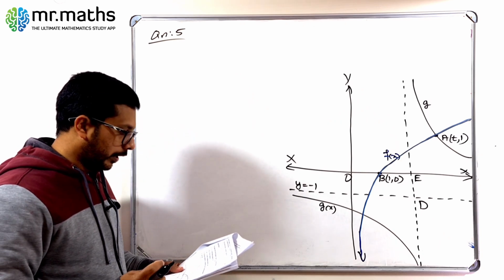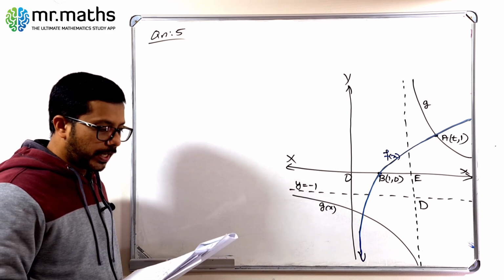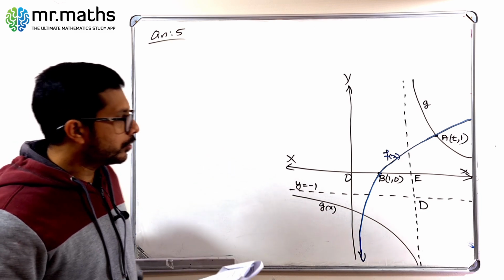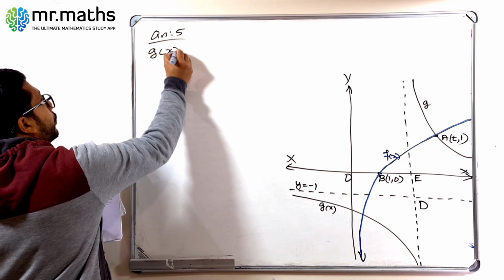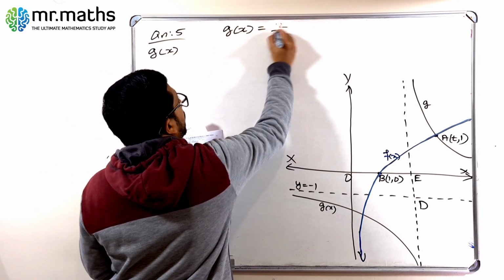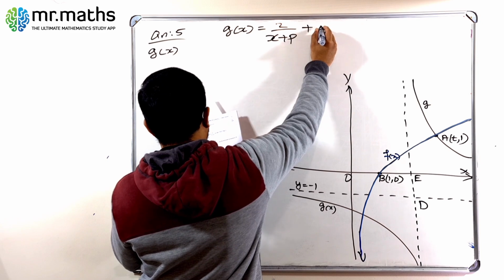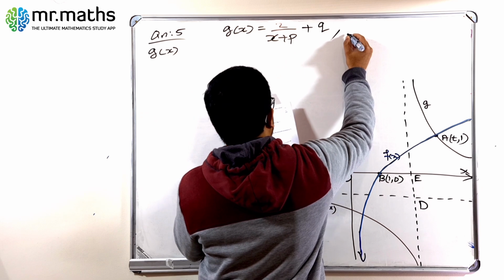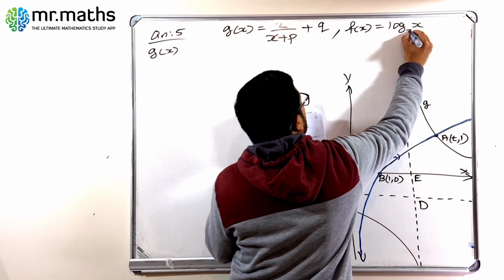Okay, now look at this question. The diagram below shows the graph of g of x is equal to 2 divided by x plus p, plus q, and f of x is equal to log x to the base 3. So there are two graphs given. One is g of x is equal to 2 divided by x plus p, plus q, and f of x is a logarithmic graph, that is log x to the base 3.